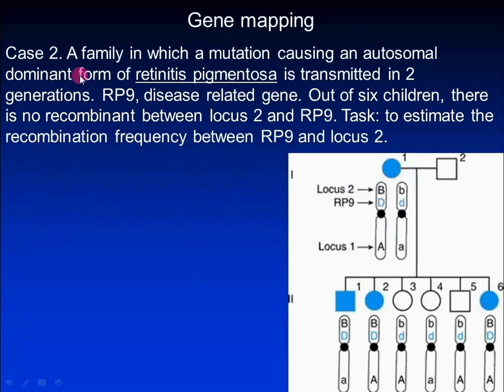Second example is a family with retinitis pigmentosa. It is an autosomal dominant disorder. Here is a pedigree. RP9 is a disease-related gene, and locus 2 is a marker. In this woman, allele B and allele D are in coupling. Small b and small d are also in coupling. These linkage phases remain the same in all of her 6 children. Therefore, recombination frequency is 0, as shown here.